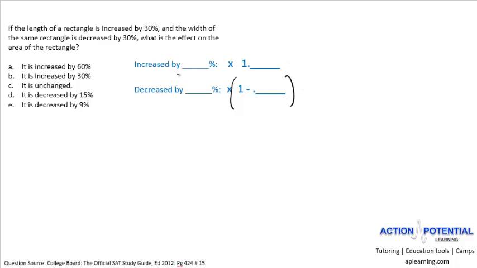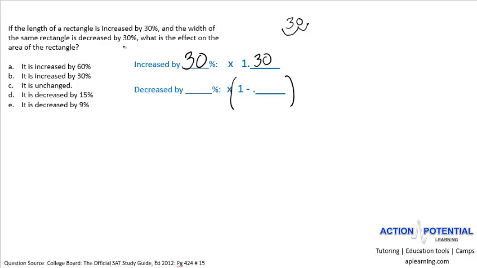Now in this example, we're increasing the length by 30%. So the decimal of 30% is 0.30. And again, if you don't remember that, to convert 30% to a decimal, you take your decimal and move it 2 places over to the left. That's how you would convert a percent to a decimal. So 30% is the same thing as 0.30. So if we're increasing by 30%, we're multiplying it times 1.30.